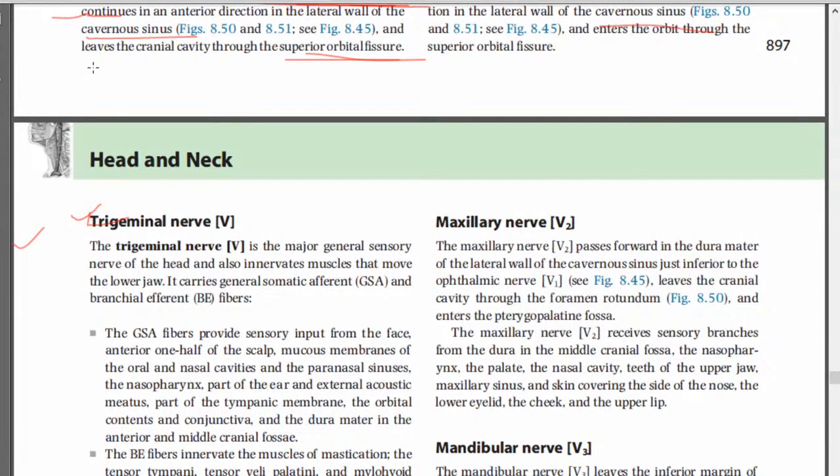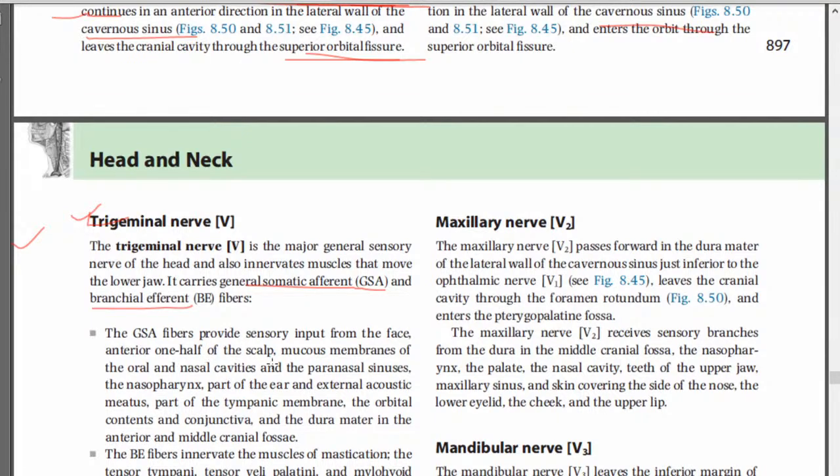Trigeminal, as we know, has three components. The trigeminal is the major general sensory nerve of the head, and it also supplies the muscles that move the lower jaw, through the mandibular component. It carries general somatic afferent and branchial efferent fibers. The general somatic afferent fibers provide the sensory input from the face.